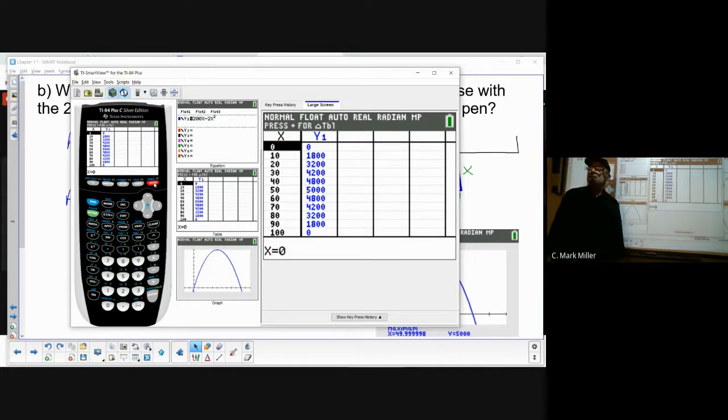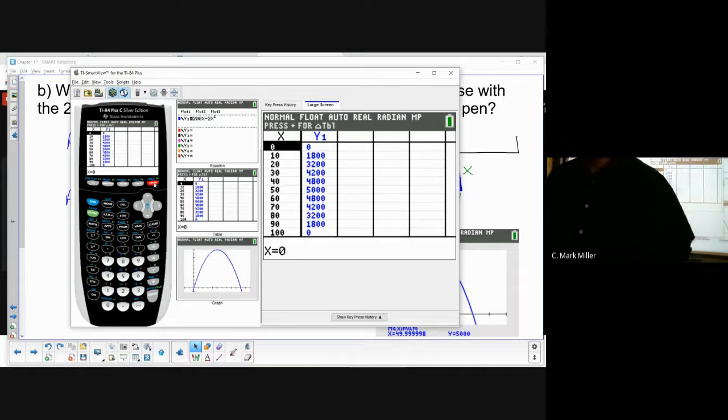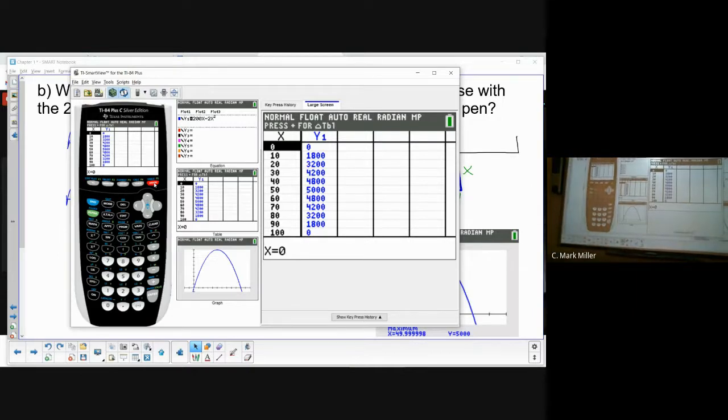I don't even have a Y on mine right now. Do you have a function entered? If you don't have a Y, it isn't finding a function. You don't have any function. So type that function in there. There we go.